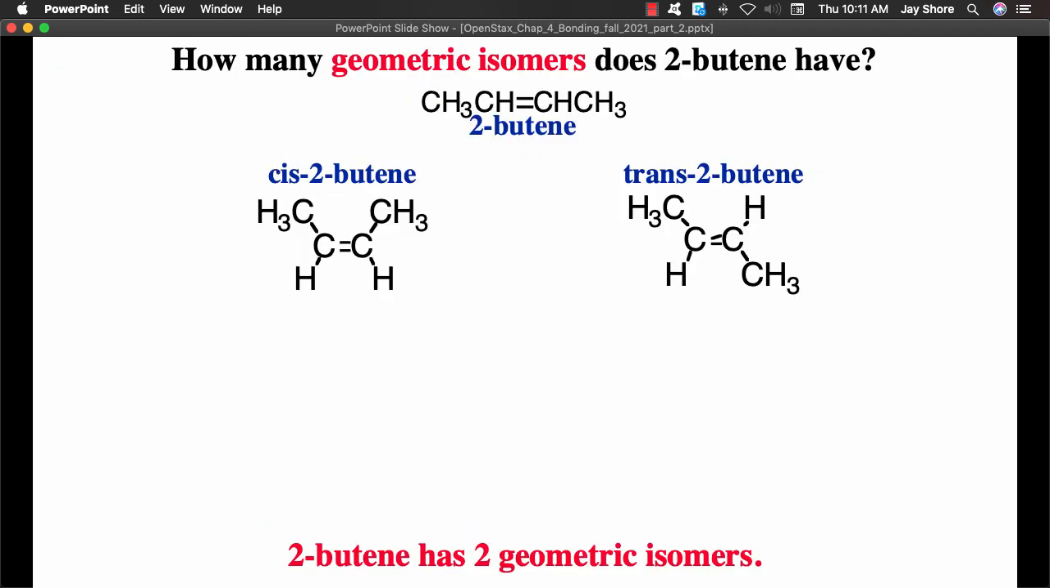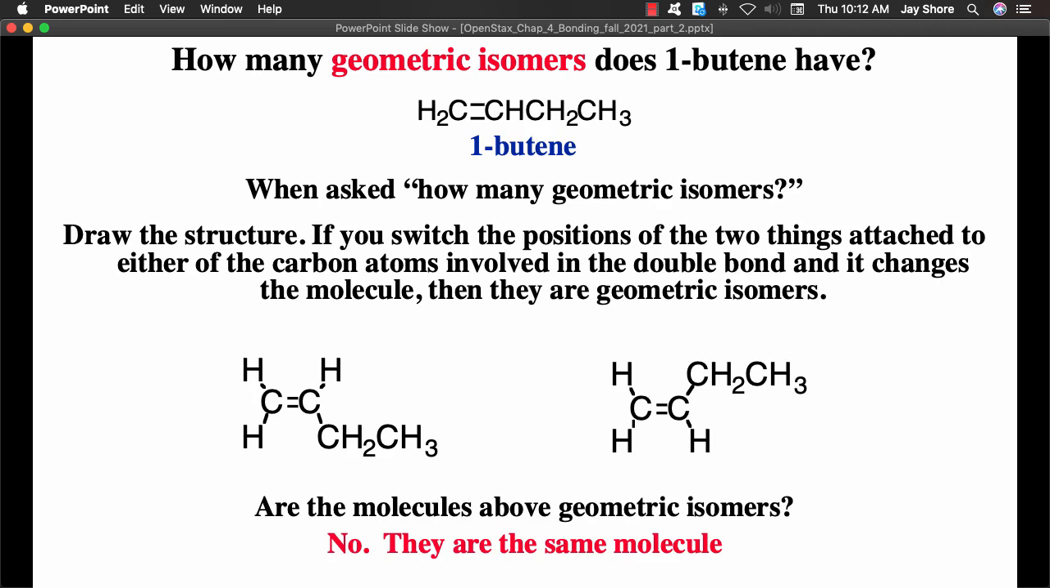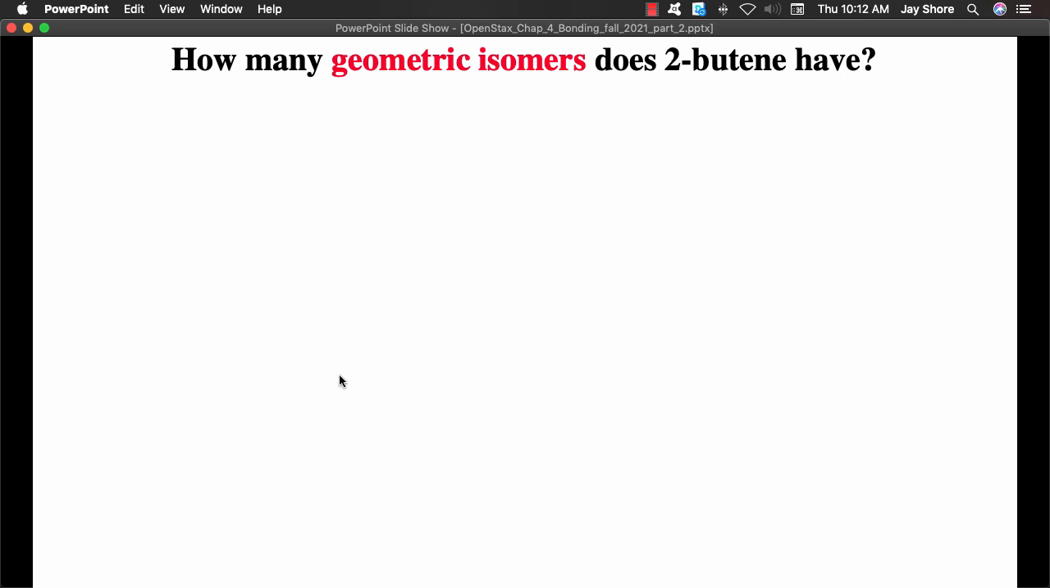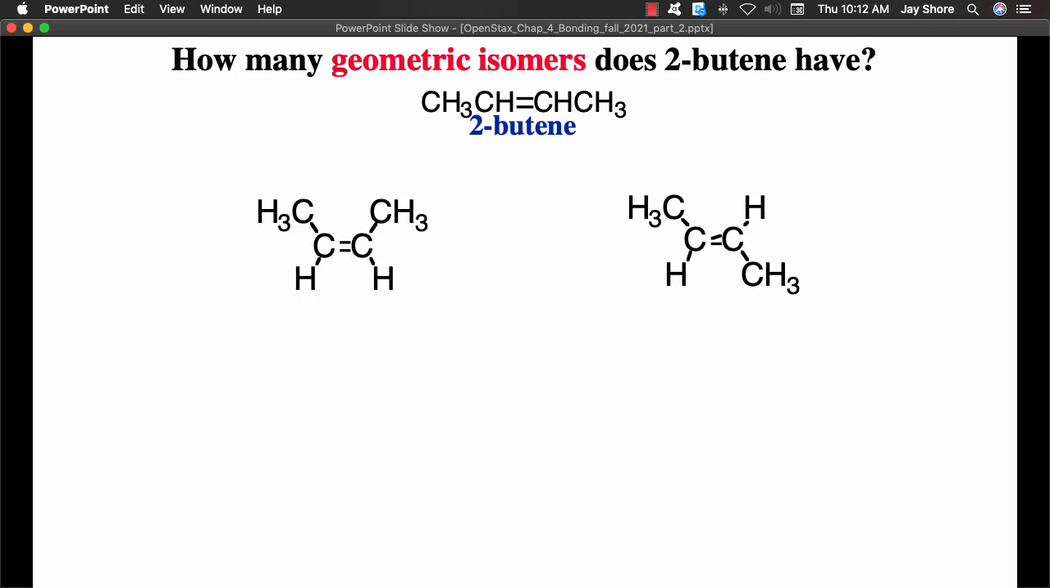And so you can get a maximum of 2 geometric isomers for each double bond. Sometimes, like in our previous example, you can have a double bond and have no geometric isomers. So to have geometric isomers, the 2 things attached to this carbon have to be different, and the 2 things attached to that carbon have to be different.